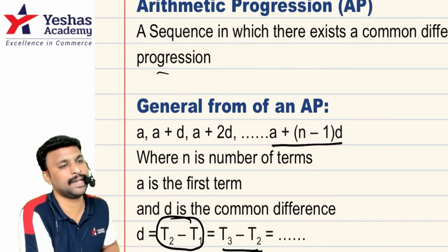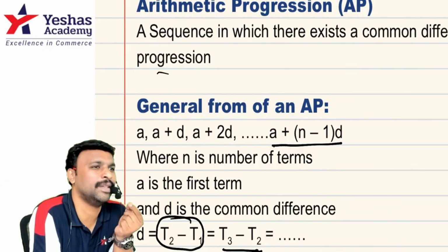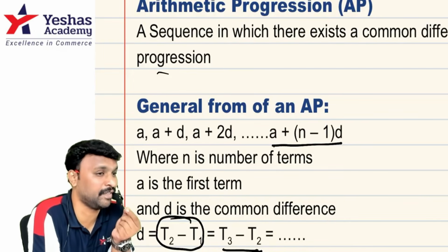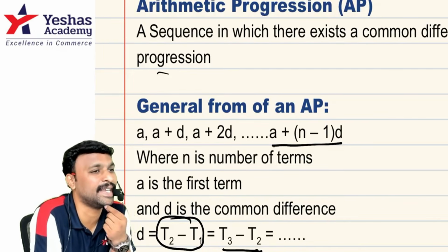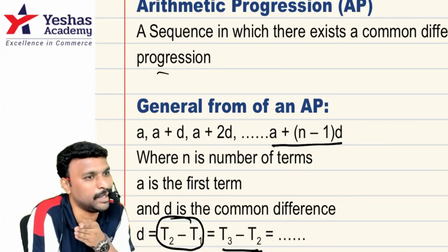A plus n minus 1 into d, for the nth term, guys. If you want the nth term, the coefficient of d is 1 less than n. What is 1 less than n? n minus 1. So is it not a plus n minus 1 into d?